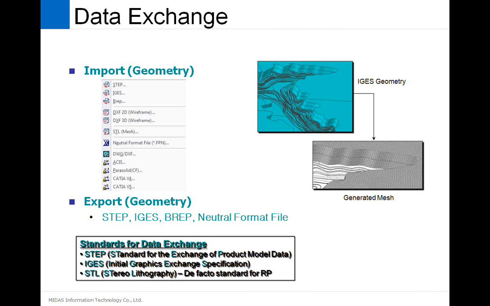When working with softwares, data exchange becomes very important, because this is not the only software you are using. You need to interact with others too. So GTS provides you with various import options like STEP, IGS, BREP, DXF files, 2D and 3D, and neutral format files. You can export the geometry to STEP, IGS, BREP, and neutral format files. The full forms of all these I have shown on my screen.